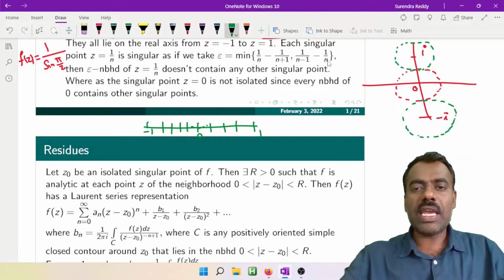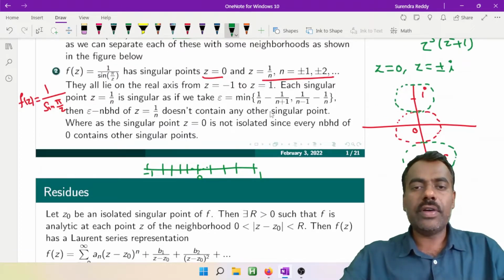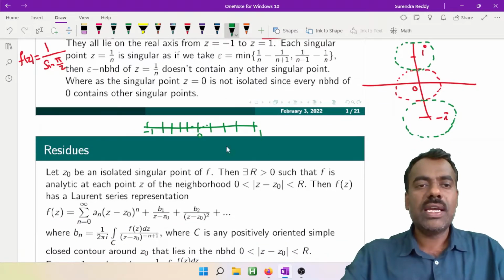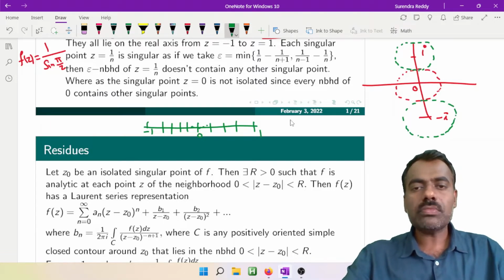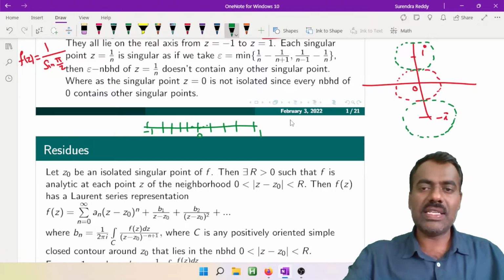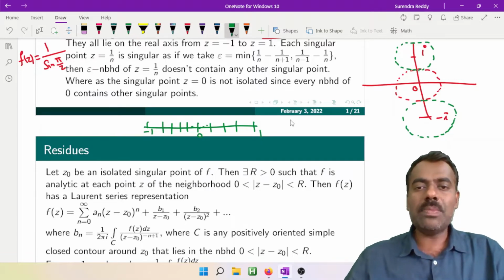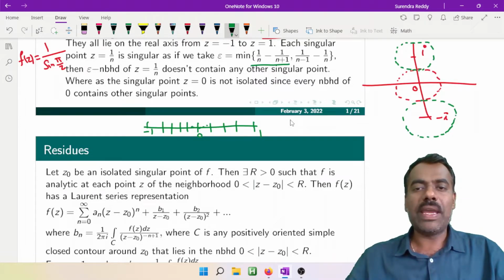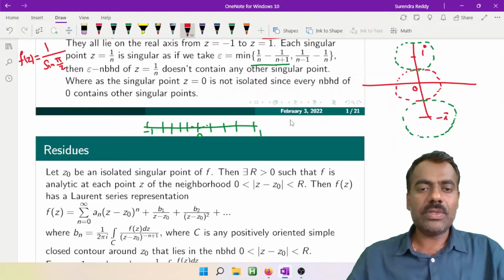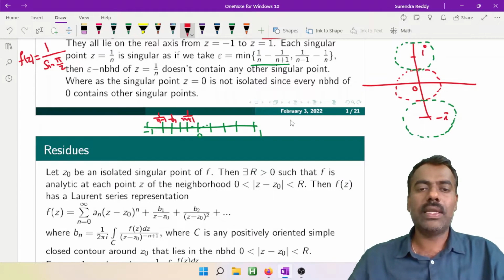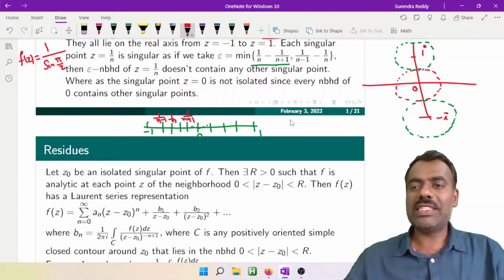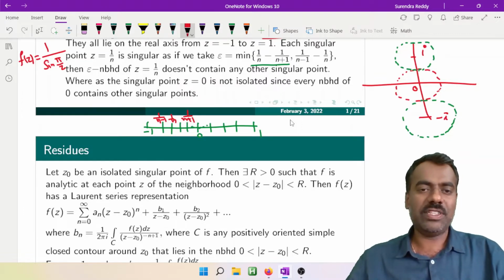So if you take any 1 by n, then that one is an isolated singularity, because we can make sure that if you take z is equal to 1 by n, then the next one is 1 by n plus 1, and this side is 1 by n minus 1, and so on. So take their distance, and whichever is minimum, take that as epsilon. Here for example their distance is 1, so we have taken half for the safe side.